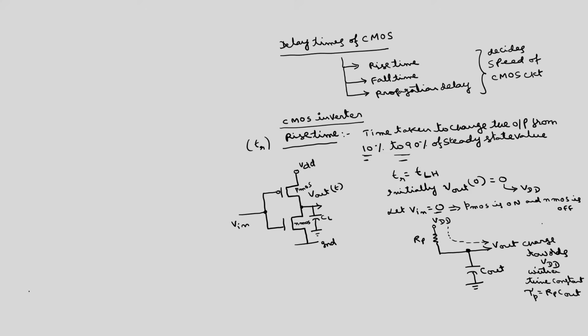Now, if I draw the output waveform, Vout of t as a function of time, initially it is 0, after that it rises exponentially. So this will be 0, and it goes to VDD. You see the steady state value is VDD, and in finite time it goes to VDD. Initially it was 0 at t equal to 0.